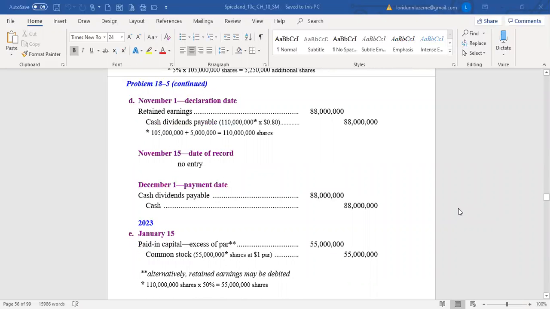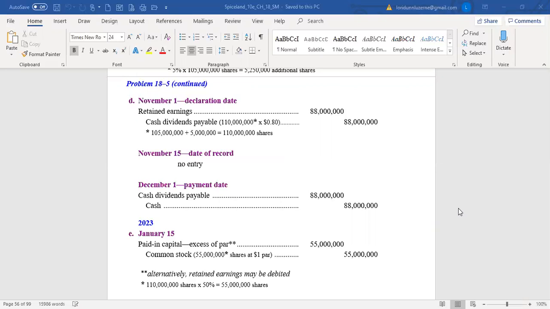What does the company do? There's 2 ways of accounting for this. The company can take the value, first of all, determine how many new shares of stock are being put into the market in this dividend. 110 million times 50%, 55 million.